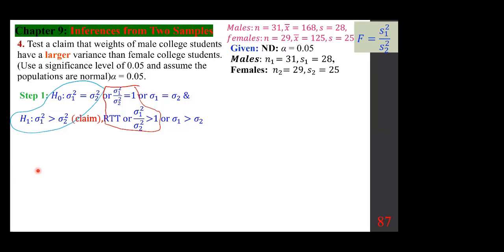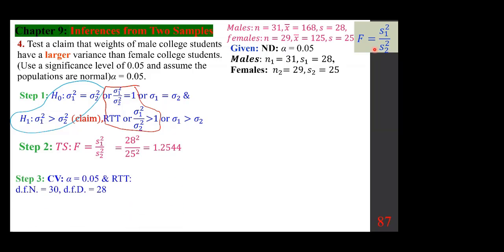The next one, test statistic, uses a very simple formula, s1 squared over s2 squared. Critical value comes from the choice of alpha. This is a right tail test. Degrees of freedom of the numerator for the first group is 31 minus 1, and degrees of freedom for the denominator is the second group, 29 minus 1. So that's how we arrive at degrees of freedom of N numerator, degrees of freedom of D denominator. And you have to go to the F distribution with alpha 0.05.